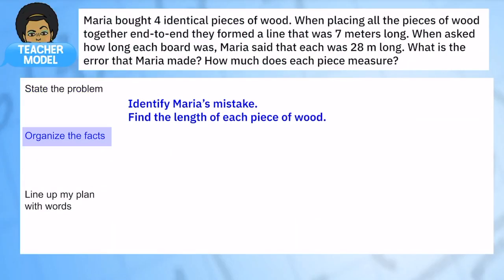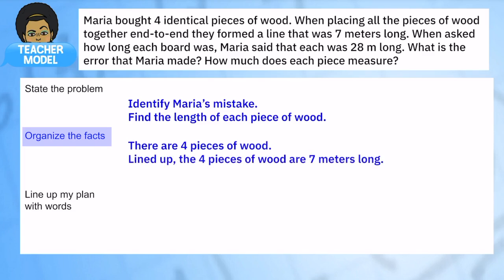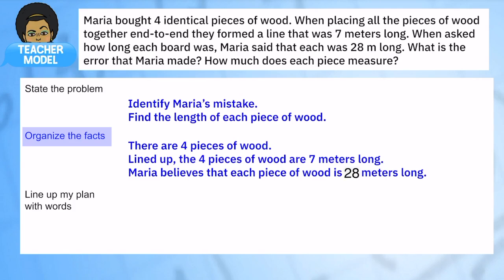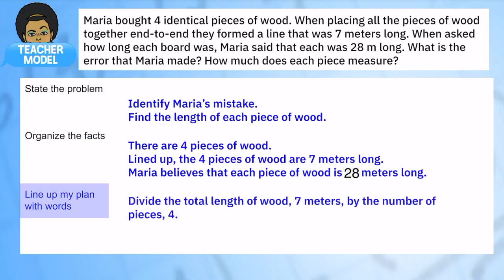Back to the problem. What are the facts of the story? We know that there are 4 pieces of wood. We know that when they're lined up together end to end, they are 7 meters long. And we know that Maria believes that each piece of wood is 28 meters long. And in my plan in words, we're going to divide the total length of wood, 7 meters, by the number of pieces, 4. So I know what the total is. I have 7 altogether, so we're going to divide that by 4. And we're going to think about how she could have gotten 28 meters. We're going to try and figure out where that made sense in her mind.